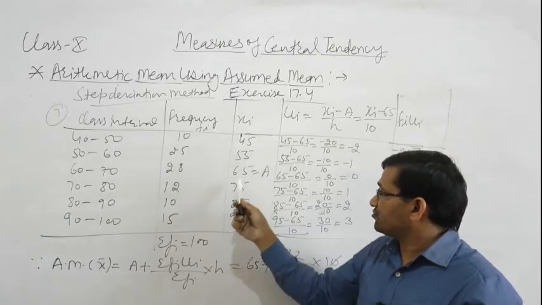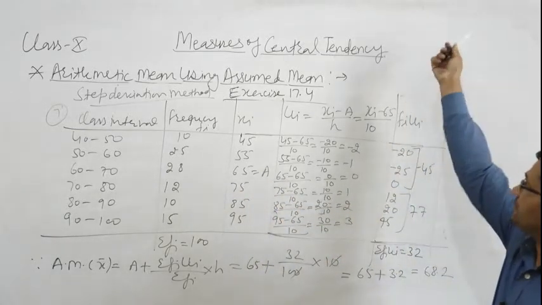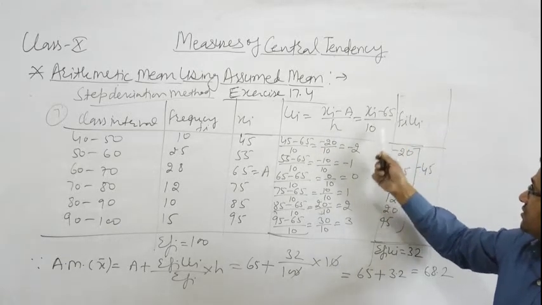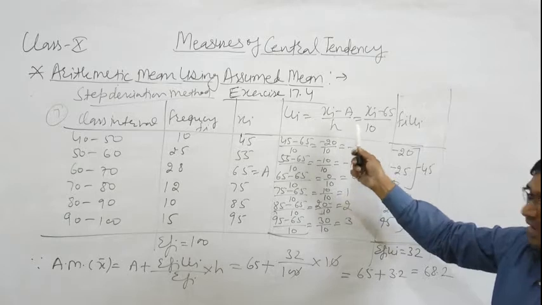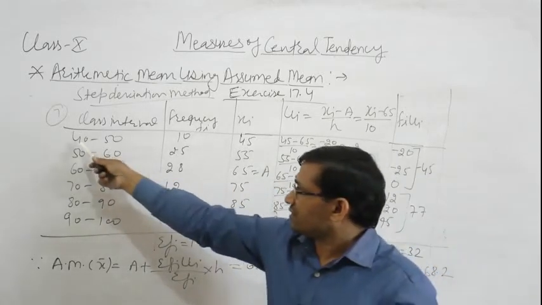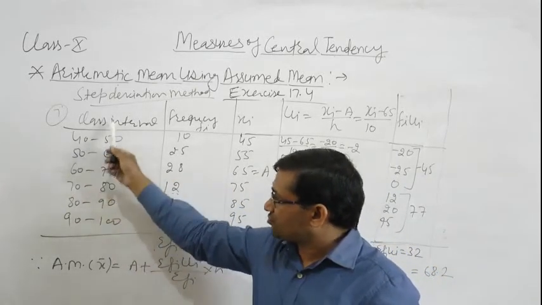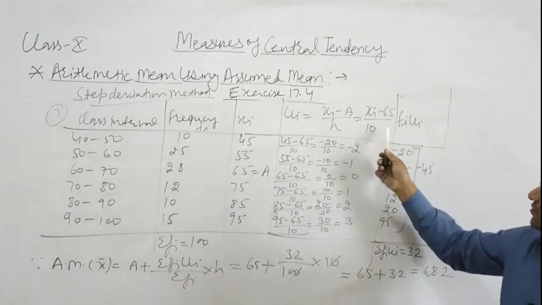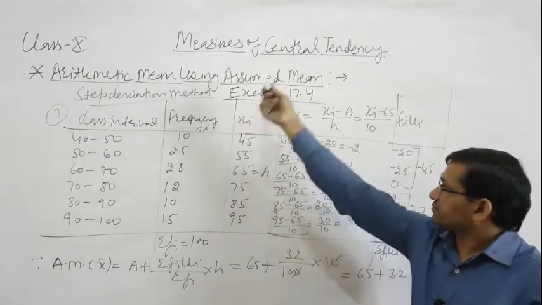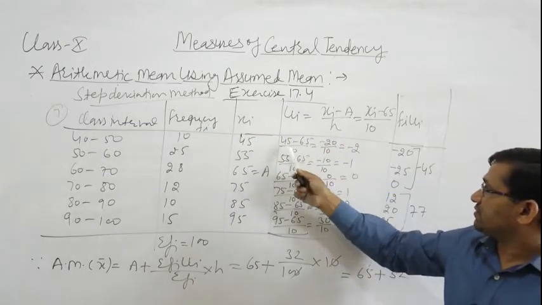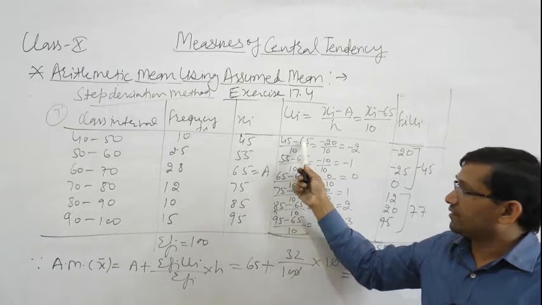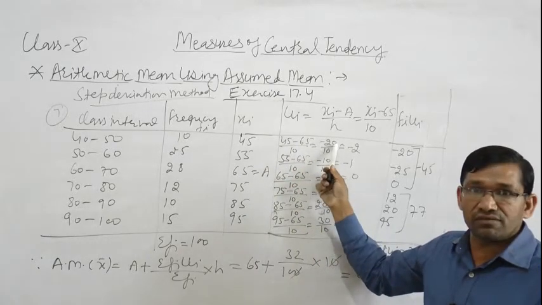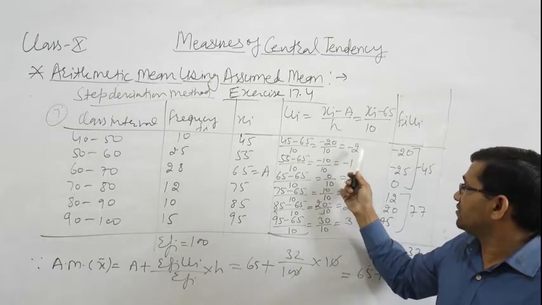In this question we assume 65 is a. So ui is equal to xi minus a upon h, xi minus 65 upon 10, where h is the class height. The class intervals 40 to 50, 50 to 60, and so on all have height 10. So we put h equal to 10. Then xi is 45, 45 minus 65 upon 10. 45 minus 65 is minus 20, minus 20 upon 10 is minus 2.